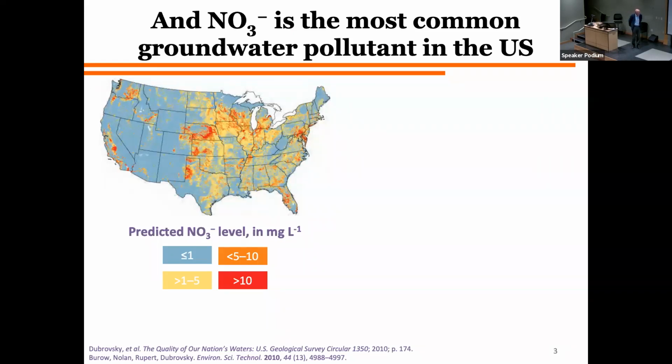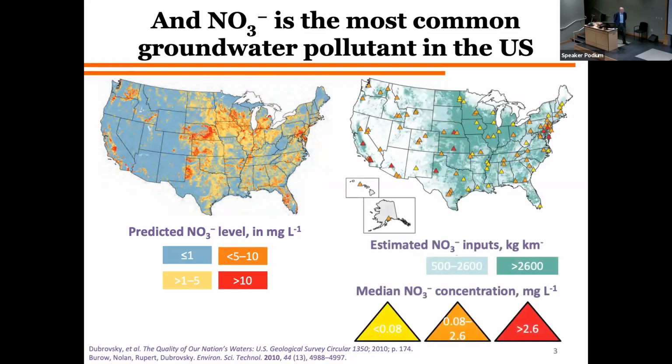Here, if we look at the predicted nitrate levels in groundwaters, you see that there's this big orangey, yellowy area in the Midwest. And what do we do there? We grow corn, right? Corn needs nitrogen. And so that's where a lot of corn is. We can also look at the nitrogen inputs, which are also concentrated in the Midwest. And so we have lots of nitrogen going into these systems and getting into our groundwater and our surface water.